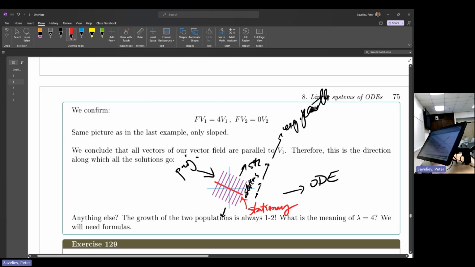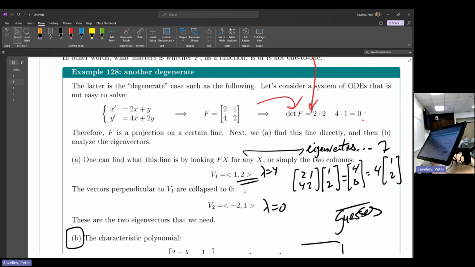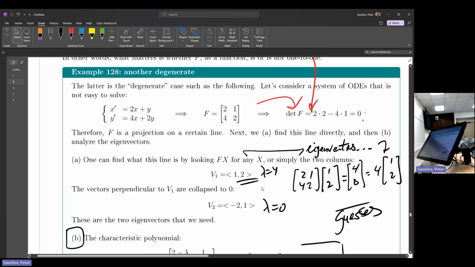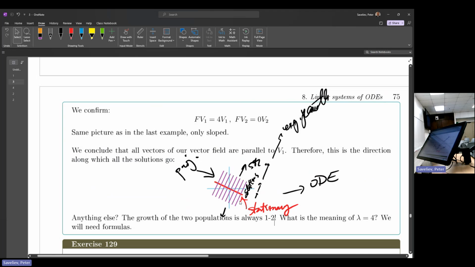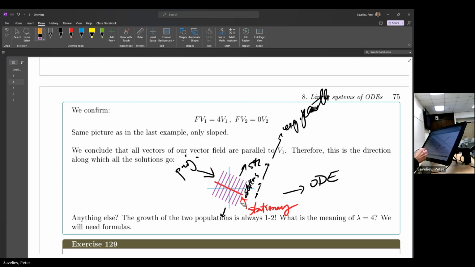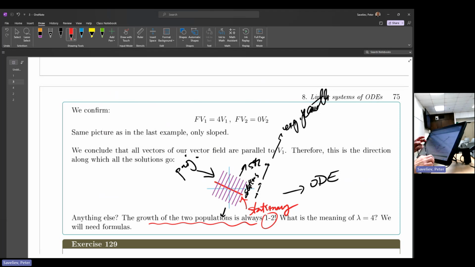Once again, if these were two populations, you would end up with some kind of complex interaction between them, hurting each other, helping each other in some complicated way. What you conclude here is that if you mix those populations 2 to 1, that proportion will remain the same. The growth of the two populations is always 1 to 2. So in other words, these directions are exclusive, and there is nowhere else to go.